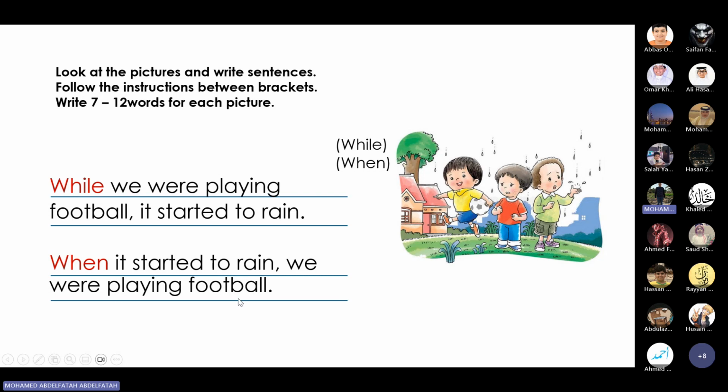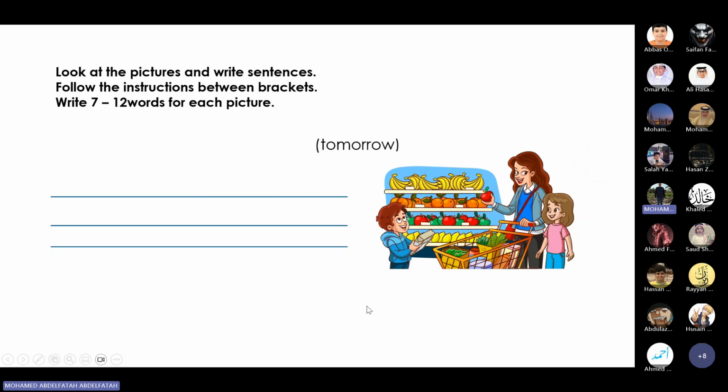We have a lot of sentences and activities based on while and when during the second semester. Now, students, let's go to the next one. Thank you, Saud. Here we have got a mom and her son and daughter. They are shopping, but here the clue word is tomorrow. Tomorrow means in the future. So you have to write your sentence using the future simple tense.